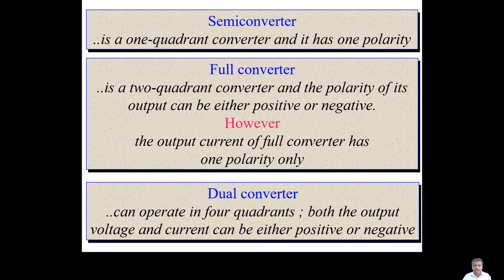Semi converter is basically a one quadrant converter and it has only one polarity. And fully controlled converter is a two quadrant converter and its polarity will be either positive or negative. However, the output current will be in one polarity only. Coming to the dual converter, it will be operating in four quadrants and the output voltage and current can be either positive or negative.